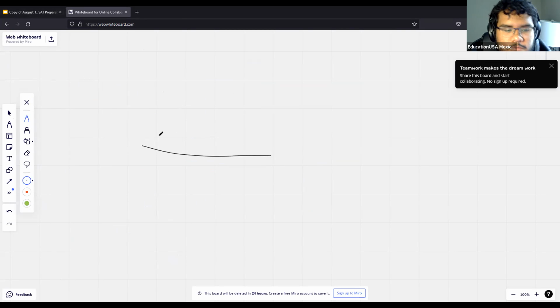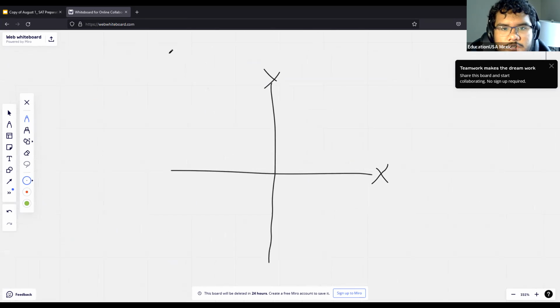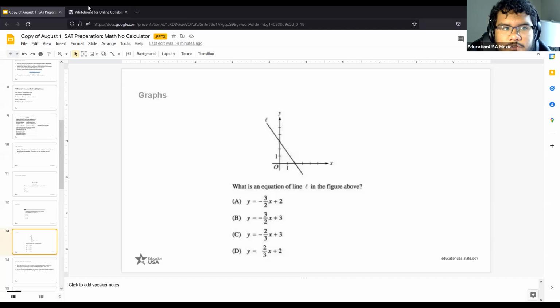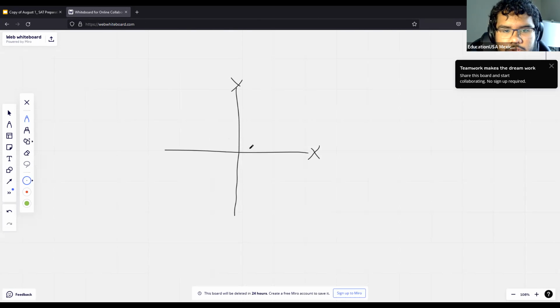So we start with a line graph. That's fine. So we start with an XY plane here, and let me see how the graph looks. So it looks something like this, from what I remember.